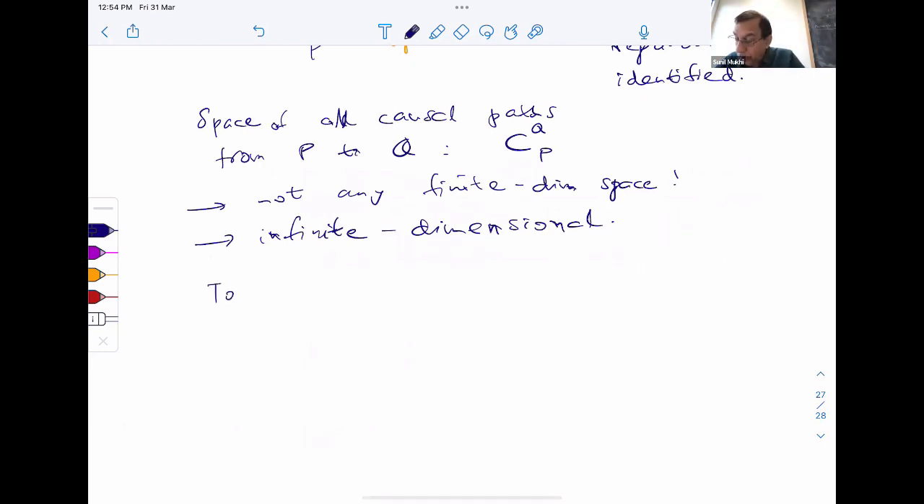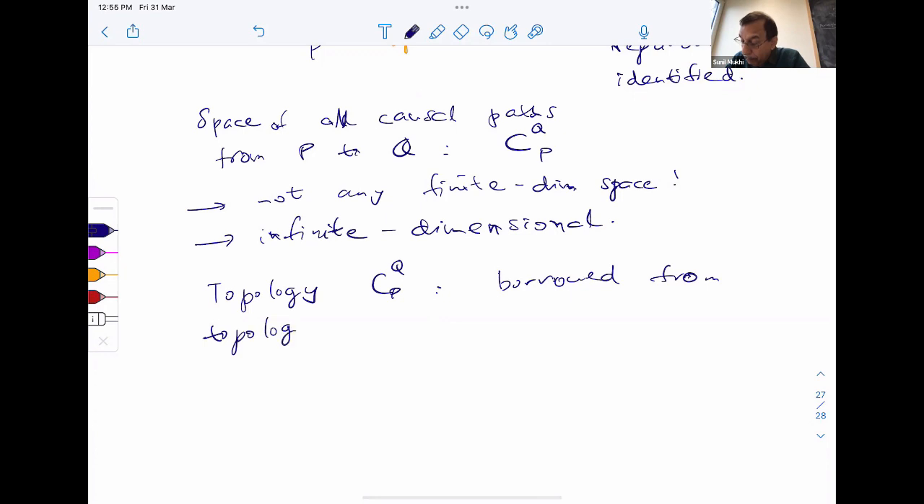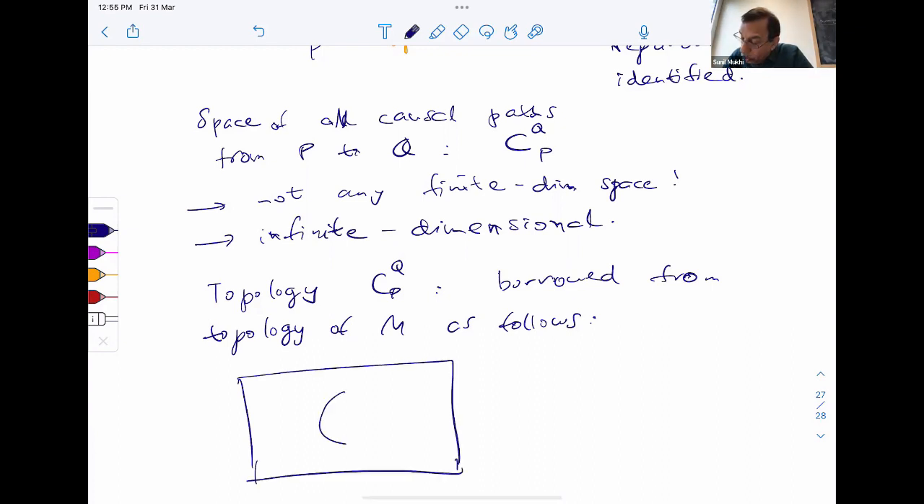Good. So what's a good topology? Let me define the topology on this space, and then I'll pause for questions. So the idea is that we are going to borrow this topology from the topology that we already know for the space-time M, borrowed from the topology of M as follows. Knowing the topology of any space is basically specifying a basis for its open sets, and the basis has to satisfy certain properties, and then any union of basis elements is again declared to be an open set, and any finite intersection of basis elements is again declared to be an open set. So what we'll do is the following. This is M. Let's take a U, which is an open set in M.